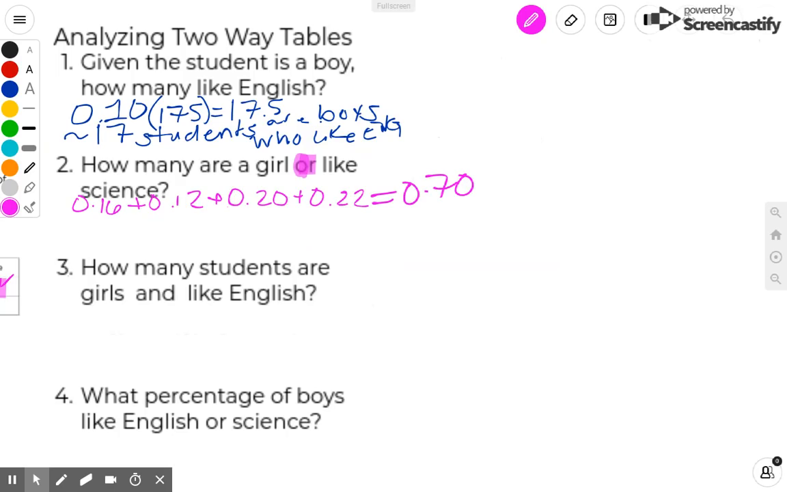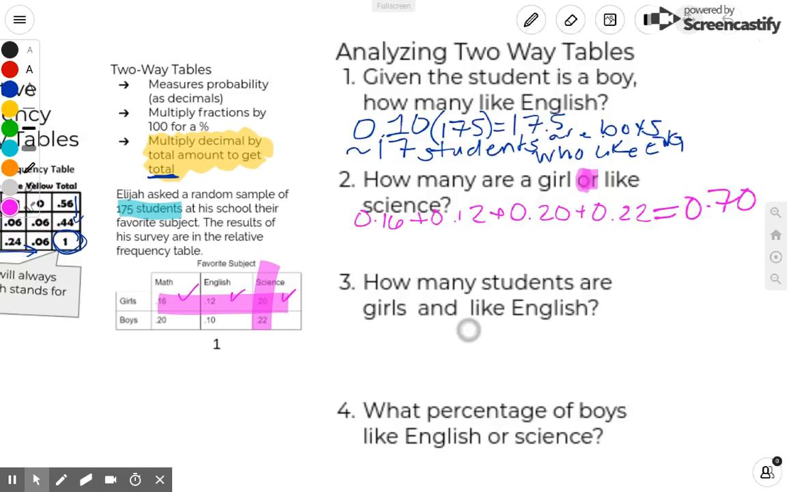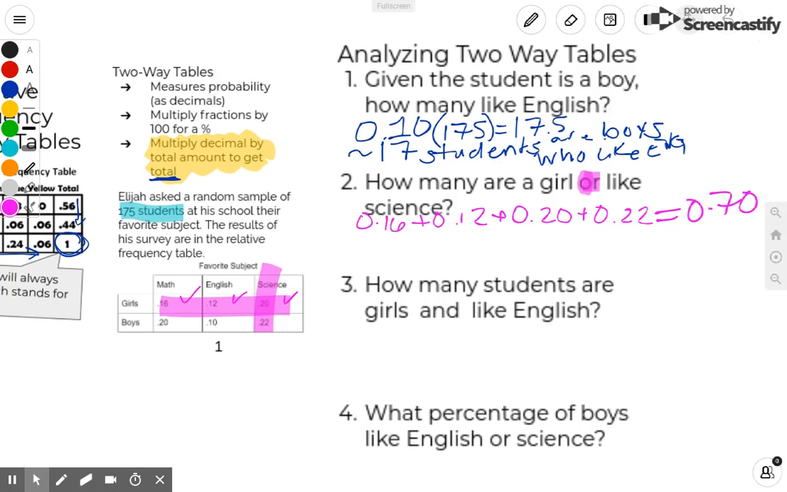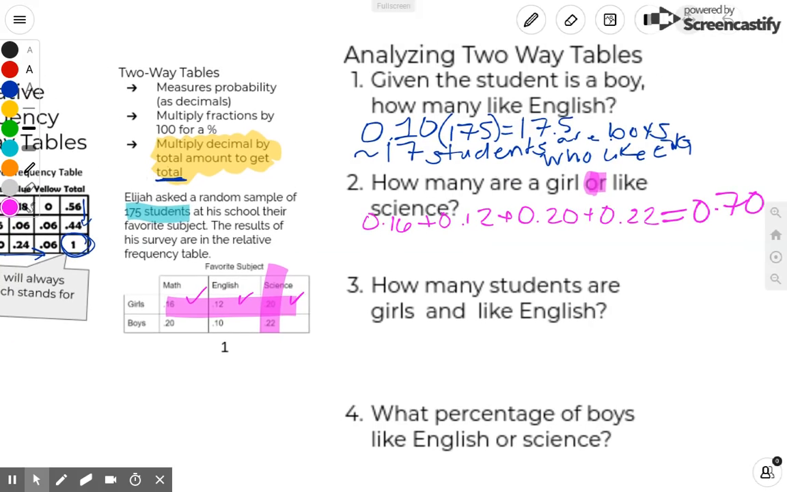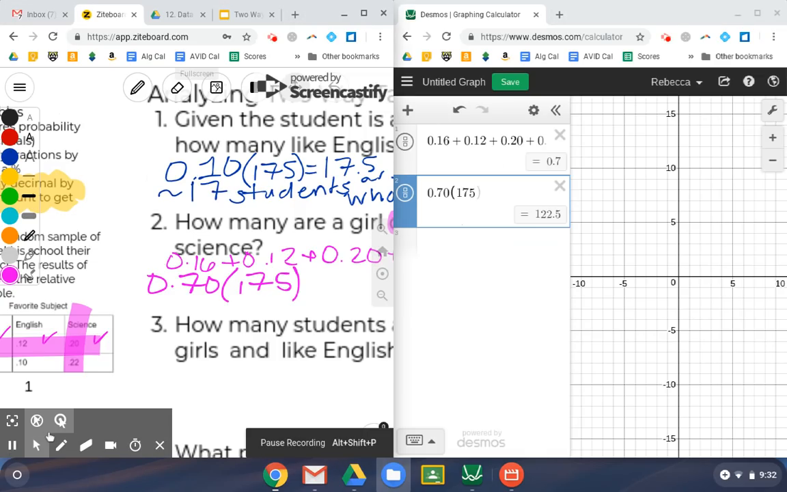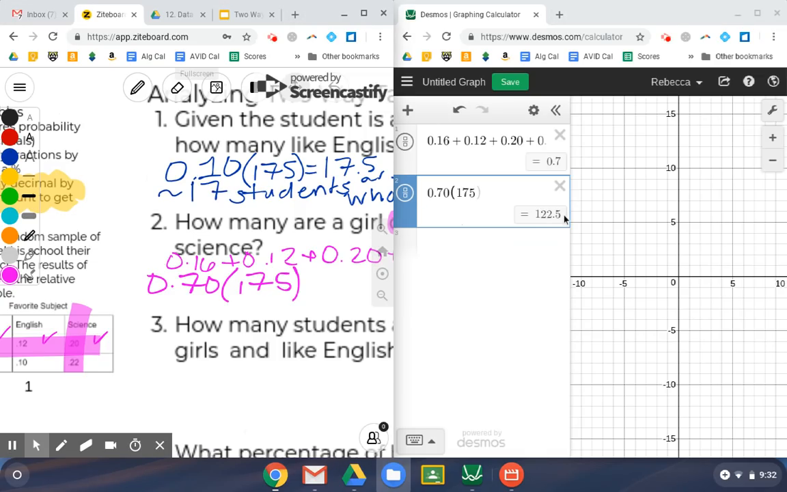So that means I need to do what I did in the other problem, and I need to take the percent that I get and multiply it by the total number to get my total for this one. So I've got to do 0.70 and multiply it by 175. Go ahead and pause the video and do this in your calculator. I just typed this in Desmos, and as you see, I got 122.5.